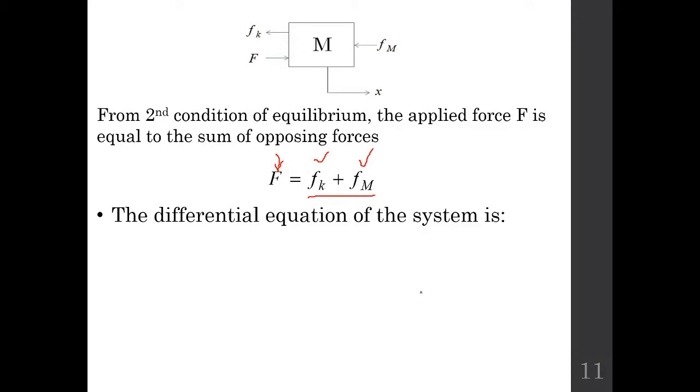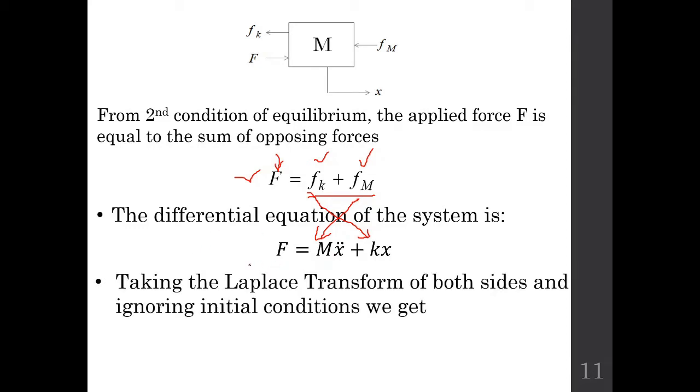Okay, next we'll simply put the values of F of k and F of m in this equation, and it will be transformed to F equals m x double dash plus k into x. So this is for this one and this is for this one. Now we have to find out the transfer function.